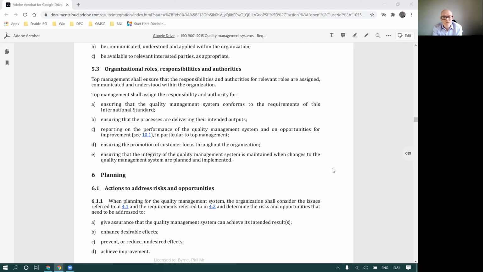Point D, ensuring the promotion of customer focus throughout the organization. So this is drawing through customer focus, when we looked at it in clause 5.2, clause 5.1.2. And that derives from consideration of needs and expectations out of clause 4.2. So you can see now that there's a bit of a life cycle or a trend towards customer focus appearing in clause 5.3, following on from clause 5.2, where we've established policies to support customer focus and our leadership commitment towards customer focus. Now that commitment is being extended to wherever it may lie within an organization.